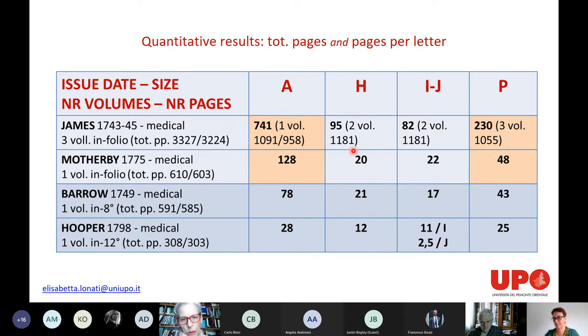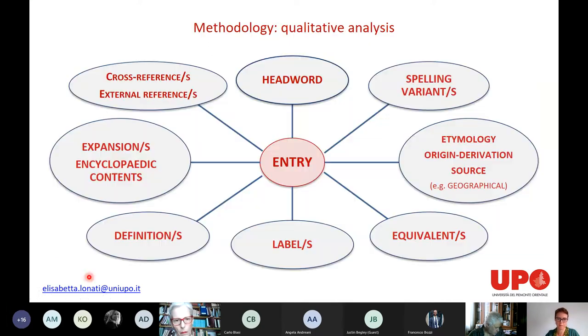Things are different for P, even though obviously A and P include more words of medical, related to and belonging to the medical domain. But in any case, things are clear. More balanced is the situation for Barrow and Hooper, just to have a look at this. So we're dealing with very different sources, but there are many similarities.